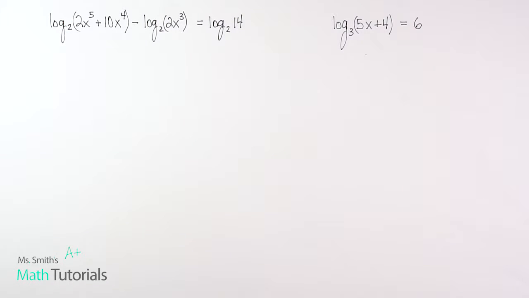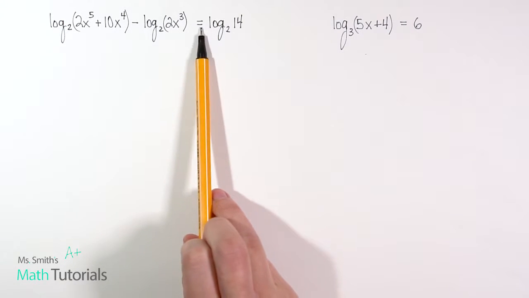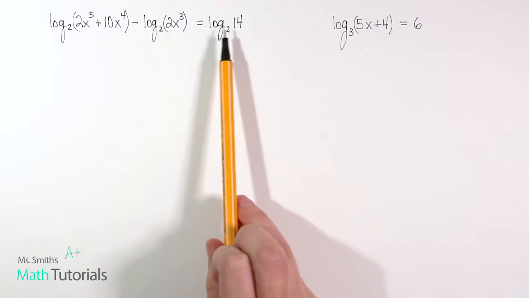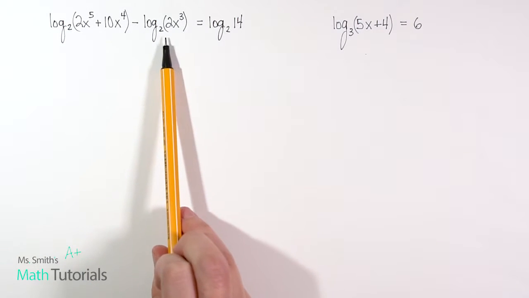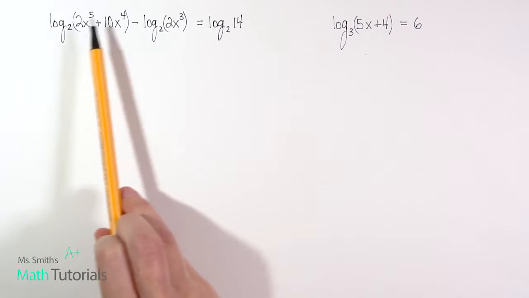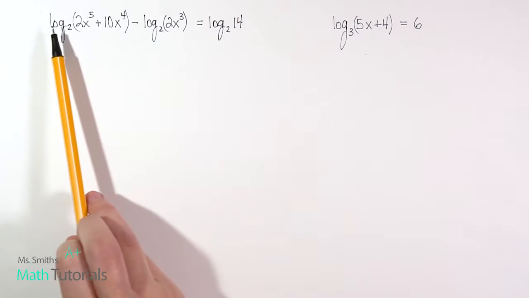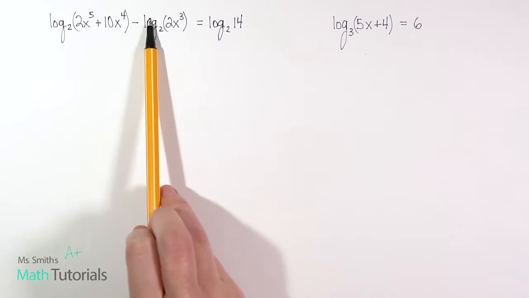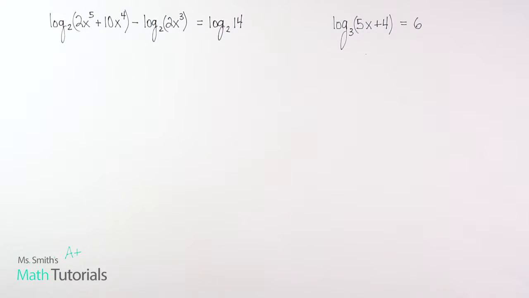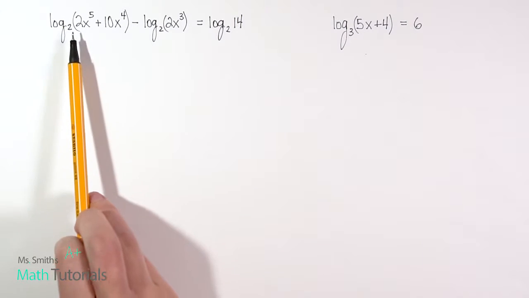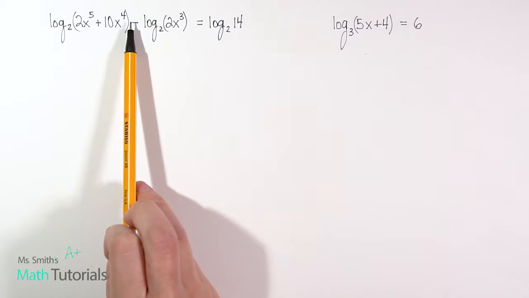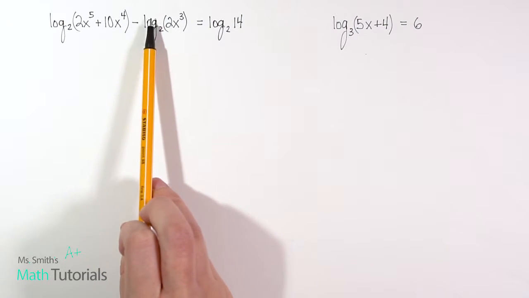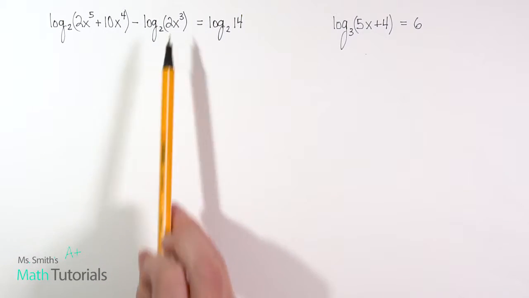What you hopefully will notice is that on either side of the equation, we do have a log base 2, right? Log base 2, log base 2. The problem is that we have 2 of them over here. There are 2 log base 2's on this side of the equal sign. We've got a log base 2 of 2x to the 5th plus 10x to the 4th, and then we are subtracting a log base 2 of 2x cubed.